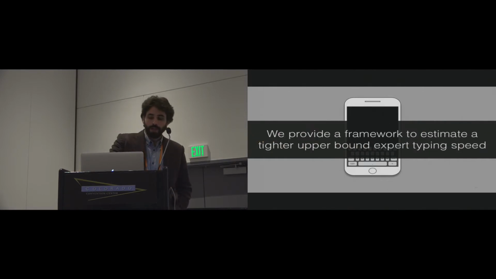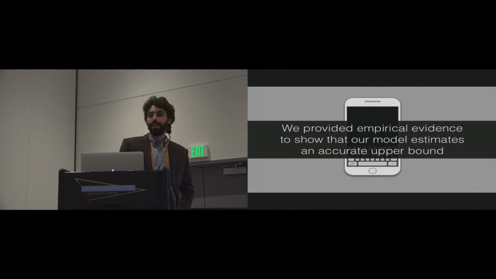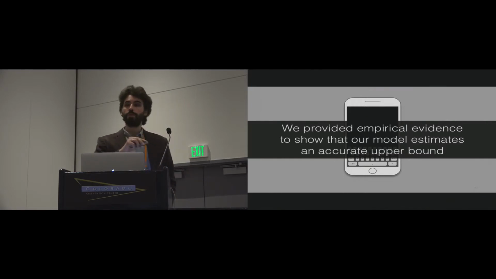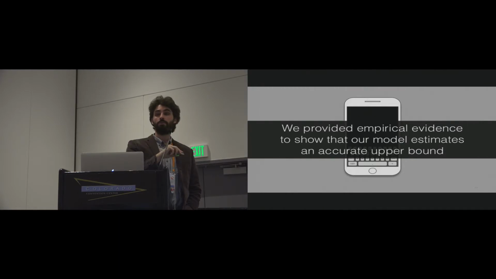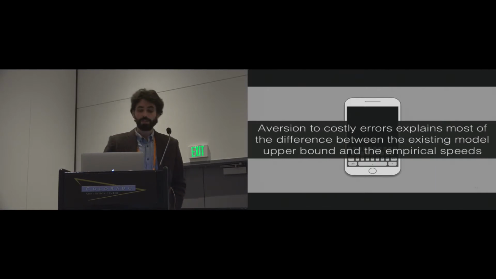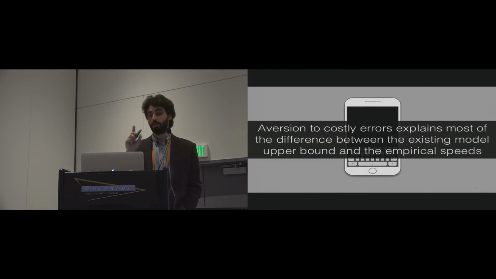So here we provide a framework to estimate this tighter upper bound on expert text entry. And we also provided the empirical evidence to show that this actually is an upper bound. We could have overshot and provided something that is not an upper bound, right? But what's also important is that we've shown that the aversion to these costly errors explains most of the difference between these existing models and the experimental speeds. And the remaining difference then is probably due to some of the other factors, which I will discuss in a moment.